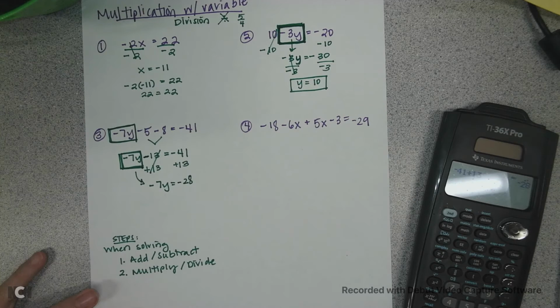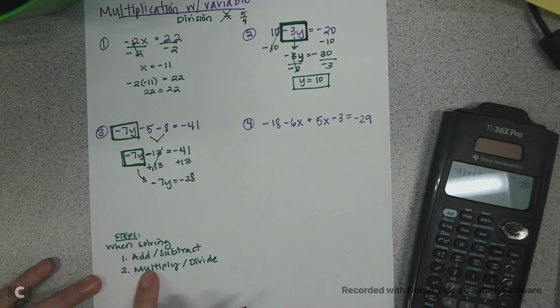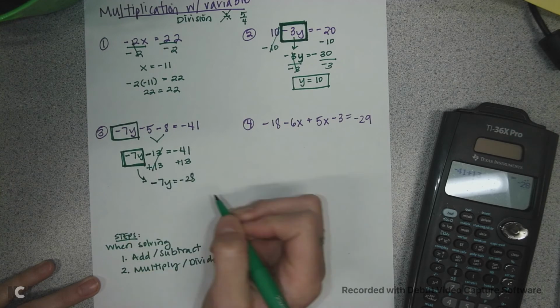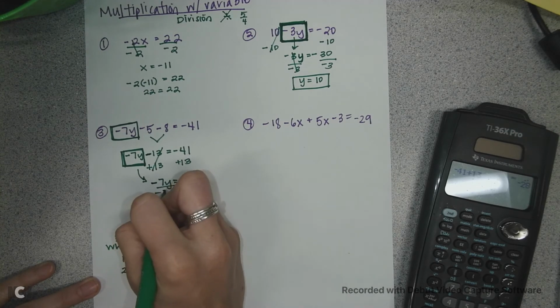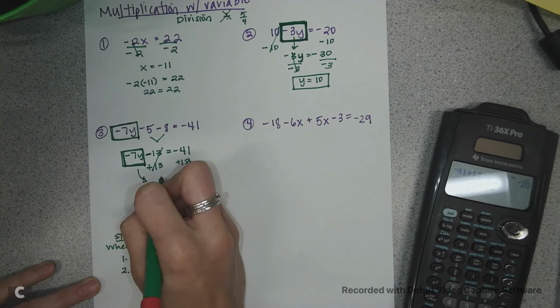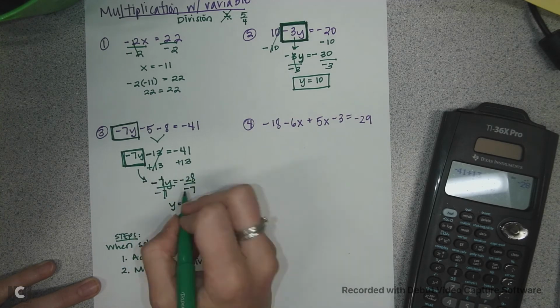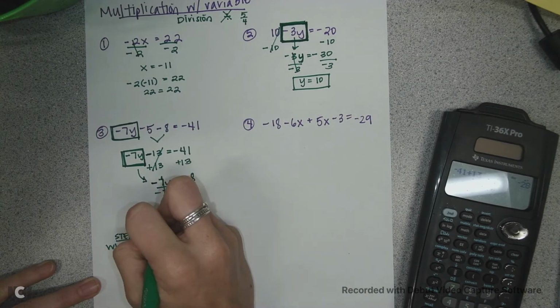Okay, now we need to get the y by itself. We can multiply, divide. We're on that step. So since this negative 7 and this y are getting multiplied, we're going to do the opposite. So we're going to divide each side by negative 7 because what we do on one side, we do to the other. Negative 28 divided by negative 7 is positive 4.